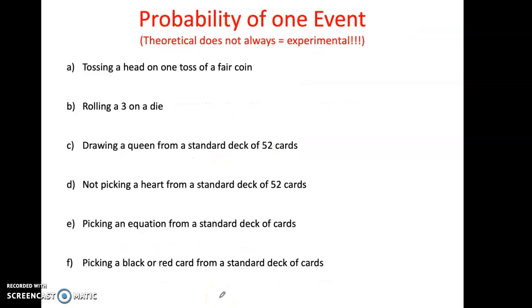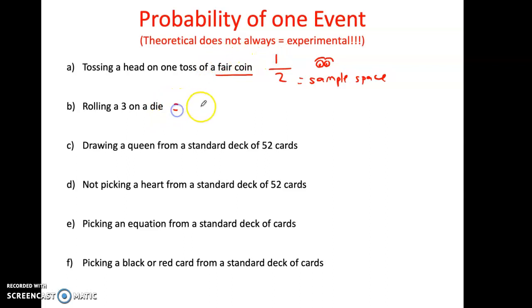Okay. Now, probability. You use sample space within probability. That is going to be your denominator, and your numerator is going to be what you're choosing out of. So tossing a head on one toss of a fair coin. If you're tossing a coin, the sample space is 2. And what we're looking at is we want to toss a head, so it's 1 out of 2.